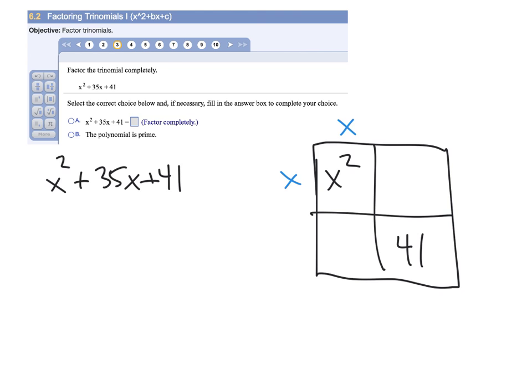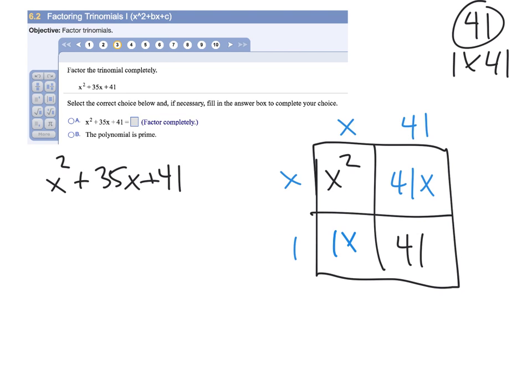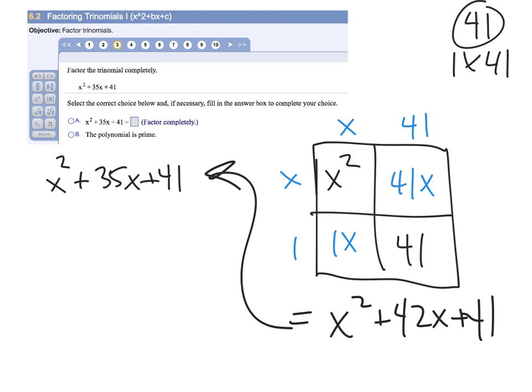All right. And so let's put in, and I kind of accidentally erased this. All right, so we're going to swap it. So I had the 1 here, so let's swap it. And let's put the 1 here and the 41 here, just in case it makes a difference. But when we multiply x times 41, I get 41x. And then down here, I get 1 times x is 1x. And then again, when I simplify, I get x squared plus 42x plus 41. And again, that is not what we were looking for.